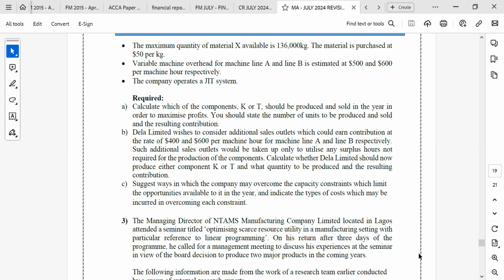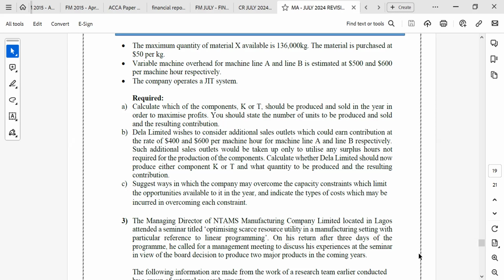All right, suggest ways in which the company may overcome the capacity constraints, which limit the opportunities available to it in the year, and indicate the types of costs which may be incurred in overcoming each constraint. So how do we deal with the capacity constraint? We have the material constraint. We also have the machine hours constraint. How do we deal with them?